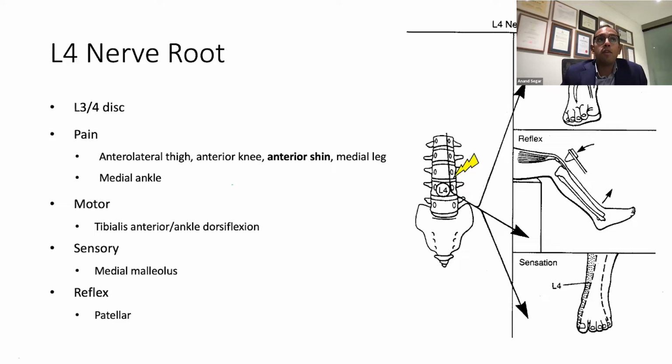So the L4 nerve, these are the most common nerve roots that get affected. That's an L3-4 disc, and this pain goes down the anterolateral thigh to the anterior knee. And the key thing for me that draws my eye, or my ear, to L4 is anterior shin pain. They get weakness in dorsiflexion. They lose sensation on the medial aspect of their ankle, and they can lose their patellar reflex.